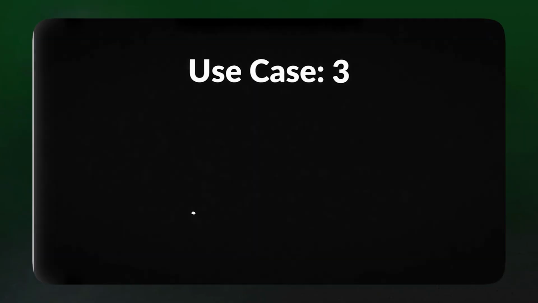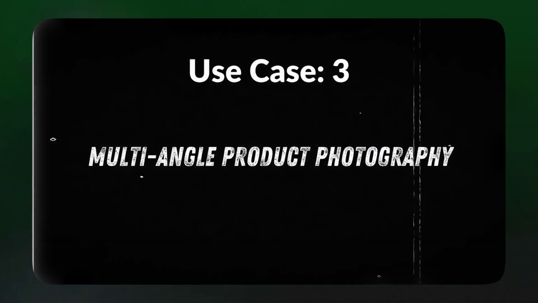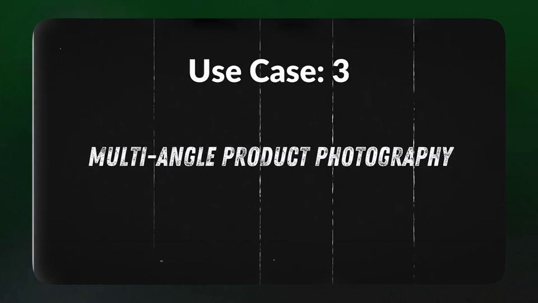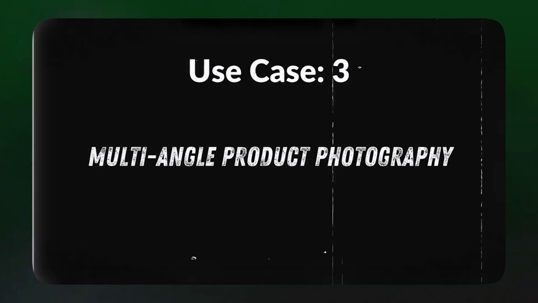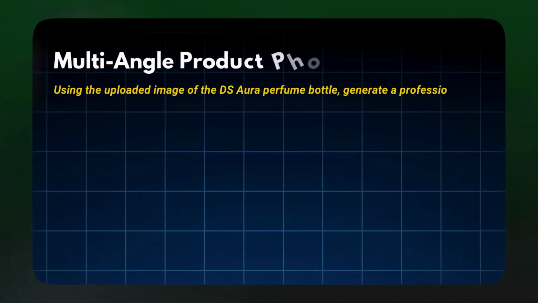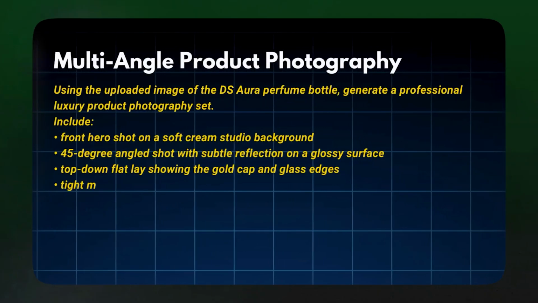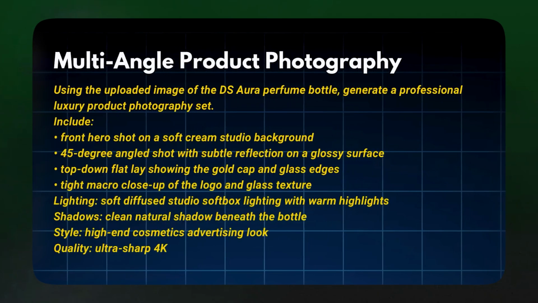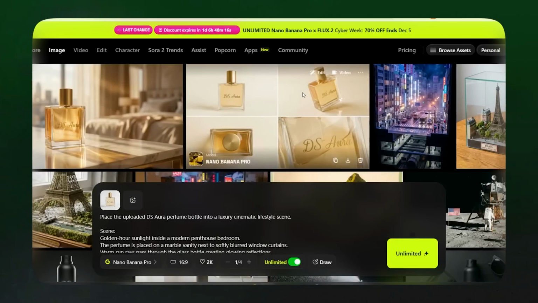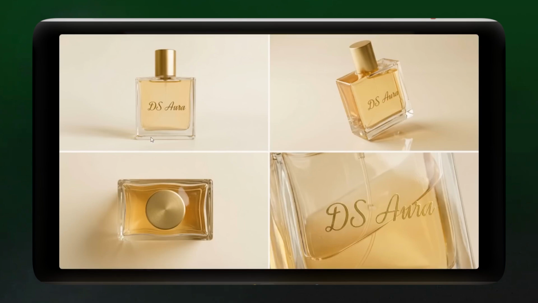Use case 3. Multi-angle product photography. This is where Nano Banana Pro turns into a full luxury commercial photography studio. If I upload my product image and add this prompt, generate multi-angled product shots as well as a lifestyle shot, and we'll get these cool product photos. This looks like it came straight from a premium perfume brand website. The hero shot is perfectly centered.